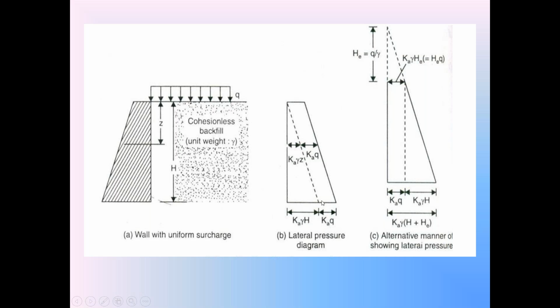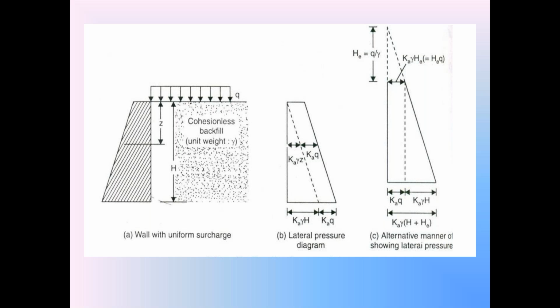This is the distribution of the active earth pressure in the backfill due to the effect of surcharge load acting on the backfill. Then find out the area of this pressure distribution diagram. At the top, the active earth pressure is Ka into Q, whereas at the bottom, the active earth pressure is Ka into Q plus Ka into gamma into H. So find out the area of this pressure distribution diagram.